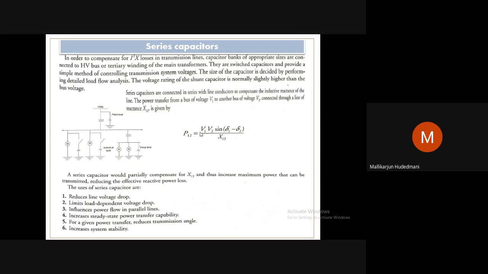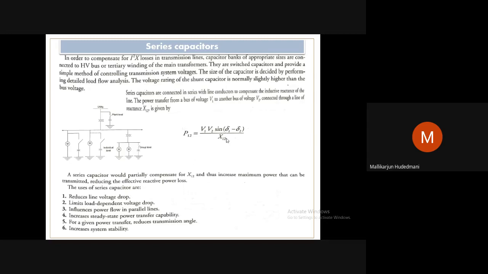Hence, strong compensation is highly possible if this X12 is minimal in value. This minimization of X12 is possible by insertion of a series capacitor. Therefore, to counterbalance the reactance which you need to eliminate, that much value of capacitive reactance must be adopted such that the net reactance of the system reduces and power transfer ability is superior. Then a series capacitor would partially compensate X12 and thus increase the maximum power that can be transmitted, reducing effective reactive power loss.